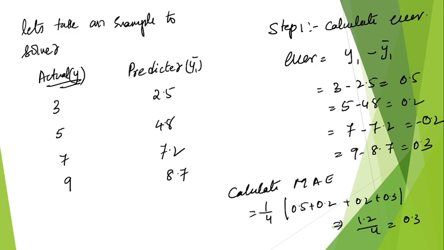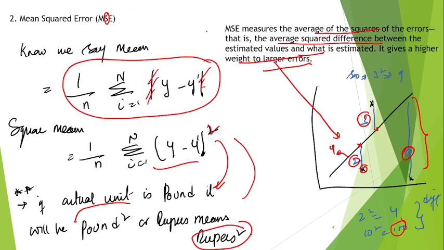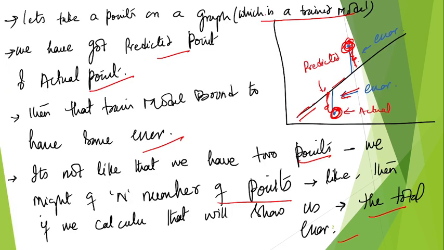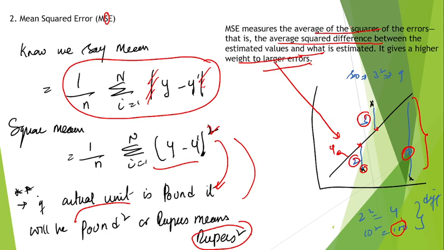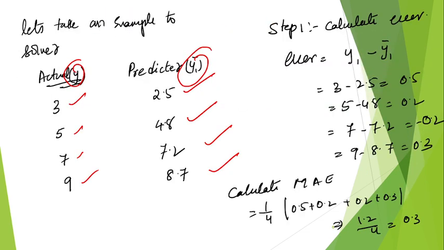Now let's take an example. I have got actual weights 3, 5, 7, 9, and my predicted weights are 2.5, 4.8, 7.2, and 8.7. So this is my actual weight y, this is my predicted weight y dash. I have taken the y values and y dash values the same way.